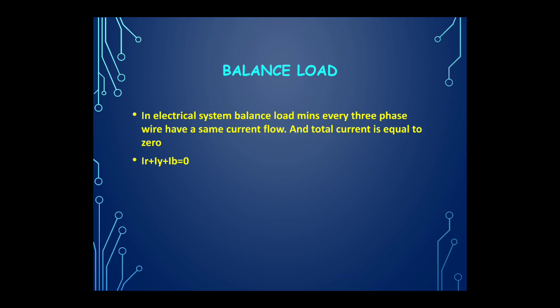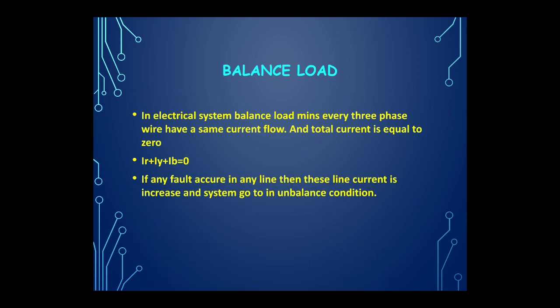That is IR, the red phase current, plus IY, the yellow phase current, plus IB, the blue phase current, equals 0. If any fault occurs in any line, then this line current is increased and the system goes into an unbalanced condition. In a balanced condition, the currents are the same.